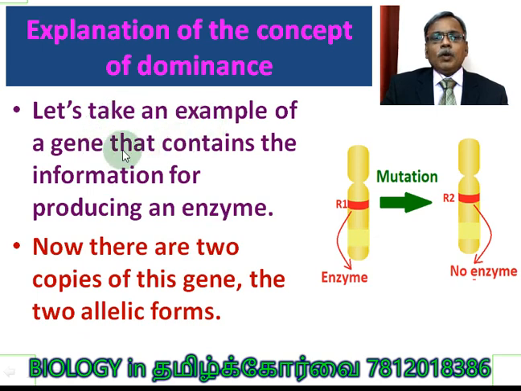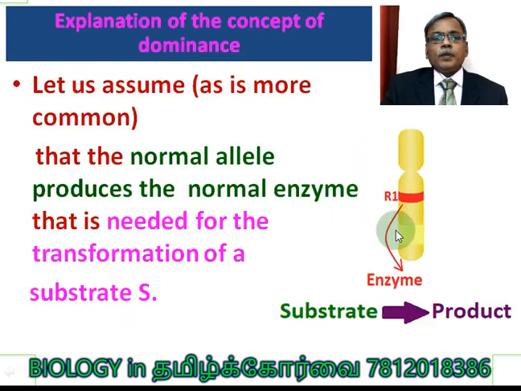Let's take an example of a gene that contains the information for producing an enzyme. R1 is able to produce an enzyme, whereas it has undergone mutation and become R2. R2 is not able to produce the active enzyme. Now there are two copies of this gene, the two allelic forms. So these are the two allelic forms, one is wild and another one is mutant.